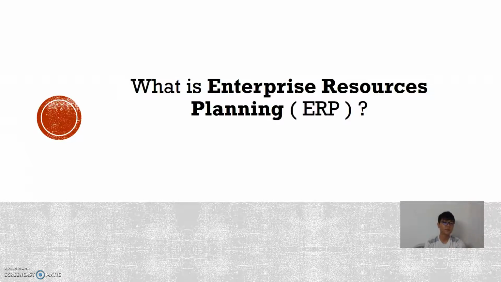ERP provides an integrated and continuously updated view of core business process using a common database managed by a database management system. ERP system tracks business resources such as cash, raw material, production capacity, and the status of business commitments.